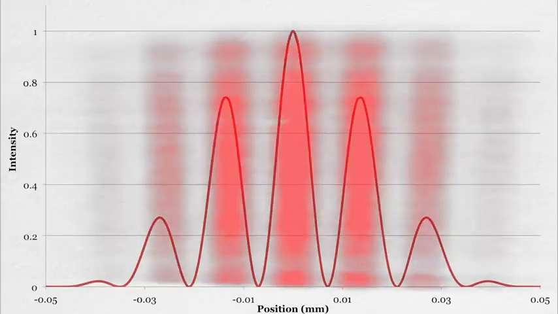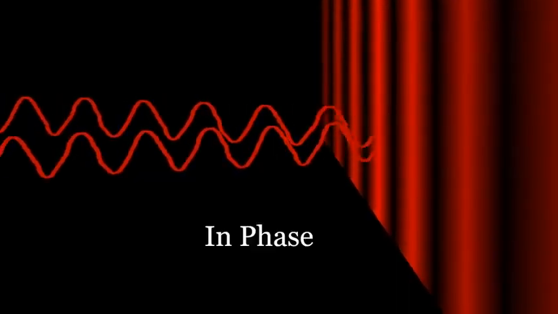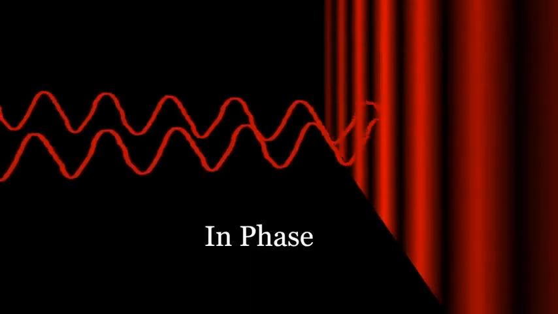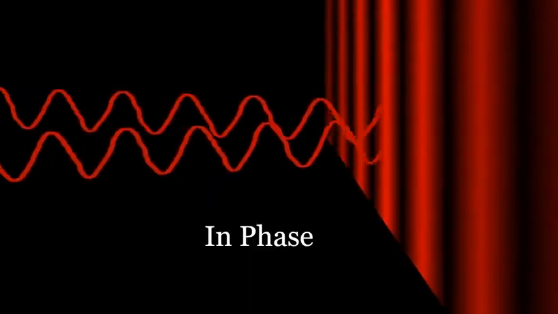What creates that pattern? Consider the bright spot in the middle. The light from each slit has to travel the same distance to reach that point, and hence both waves arrive in phase. That means crests with crests and troughs with troughs. So they add together and create an interference maximum, a bright spot.